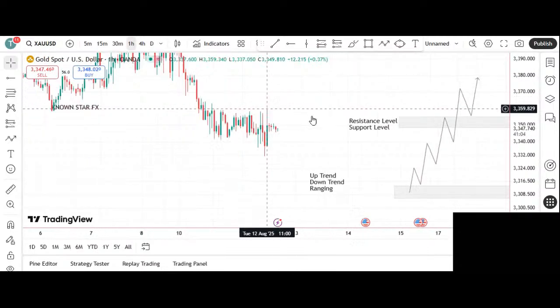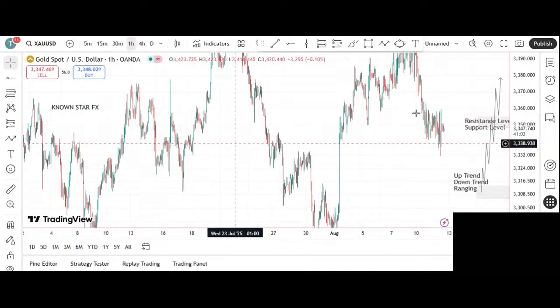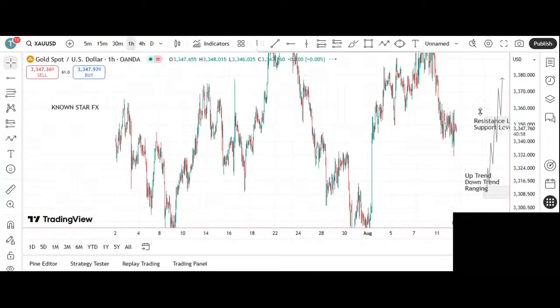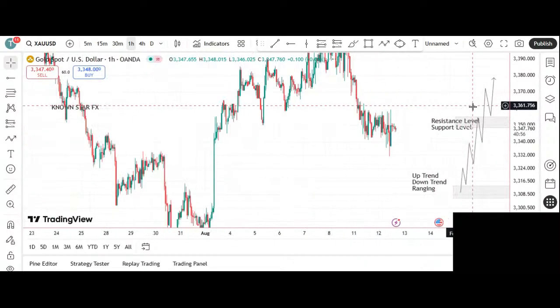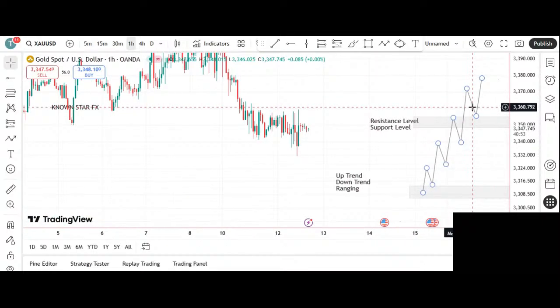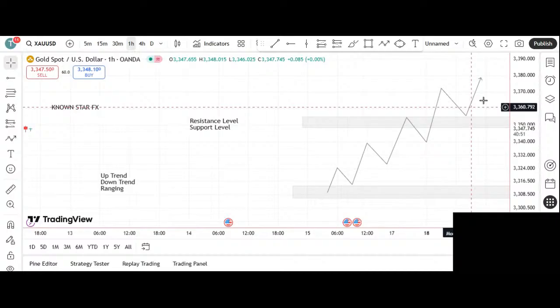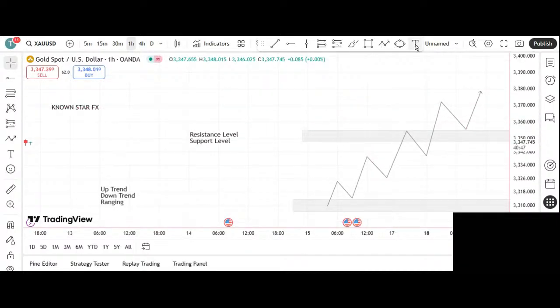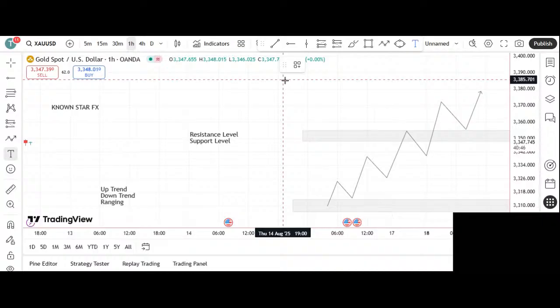Now, in order to make this more easy for you, let me show you. There's a basic rule in trading which says what? Buy from the low and sell from the high. That's the basic rule in trading. Now, this might be your first time hearing this.